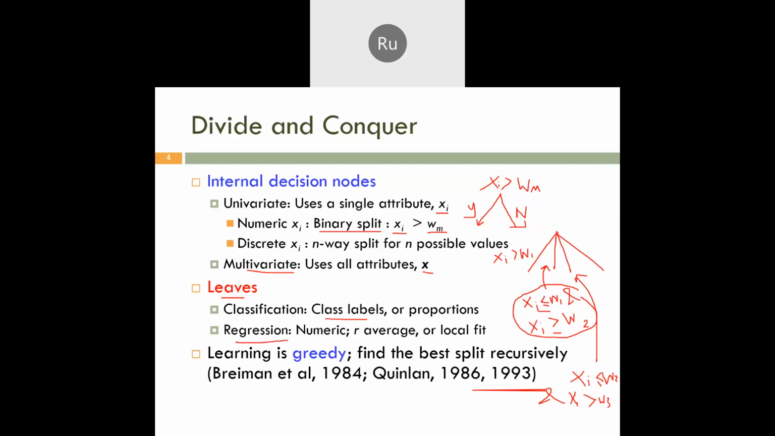The learning is greedy, meaning that we will find the best splitting that best groups the data into one label only. That means the purity of your data partition is very high. So one partition may have a single label in that partition. So that is the aim.